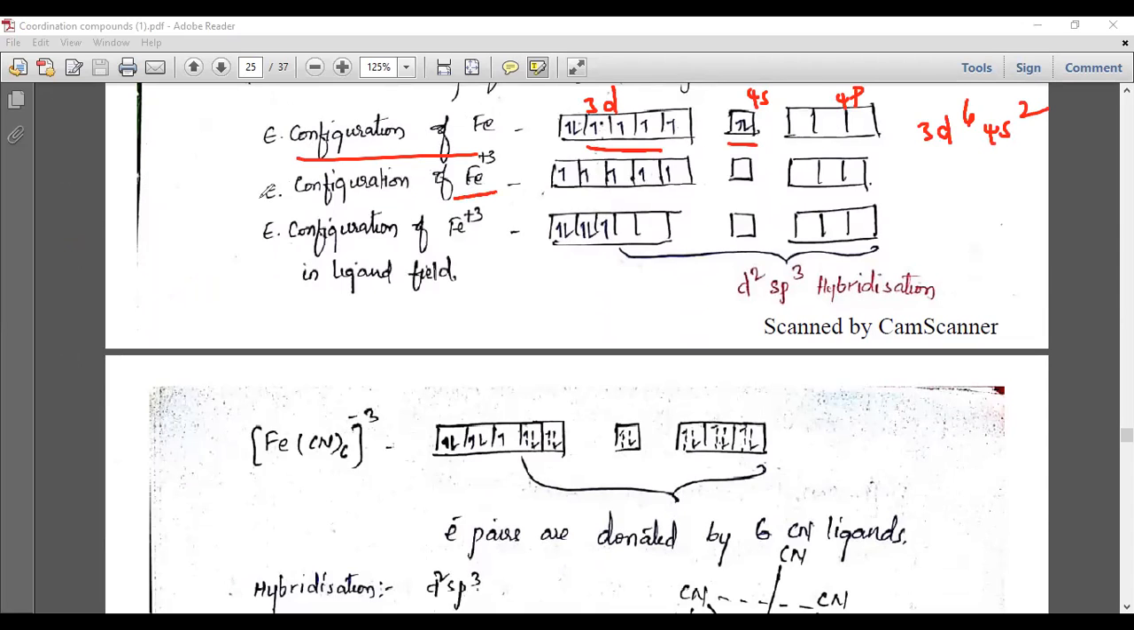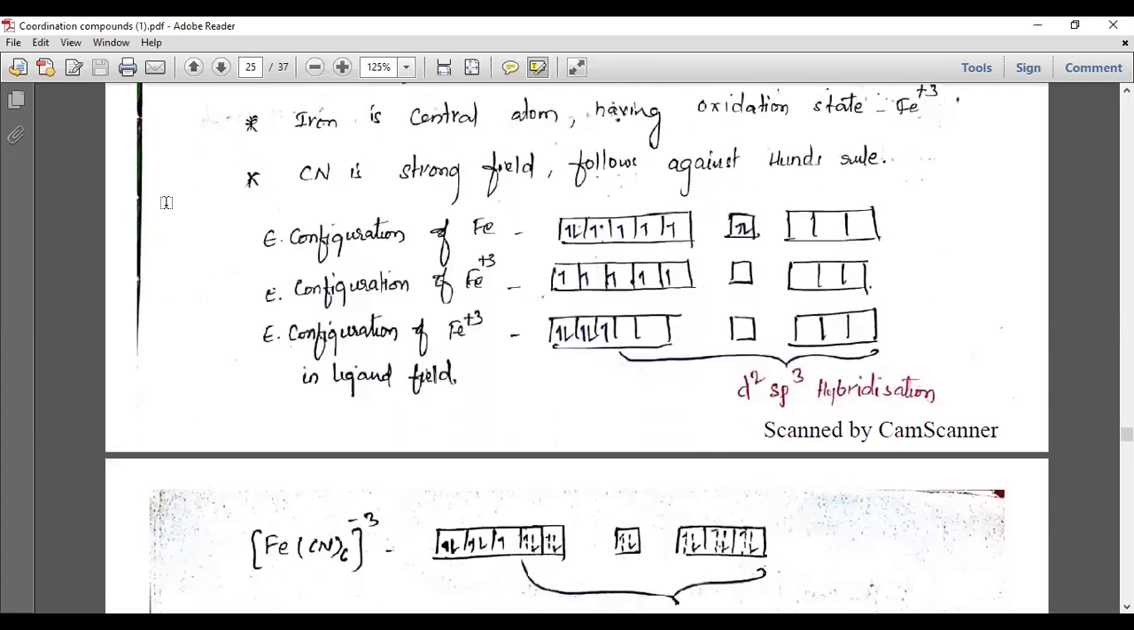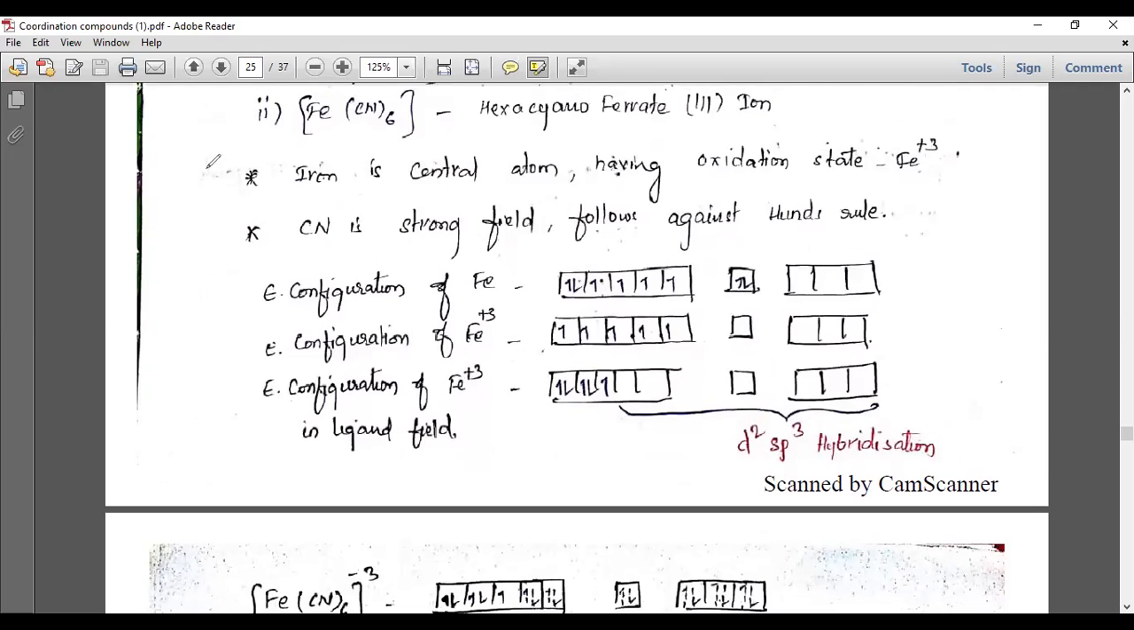Here the charge of the iron is plus 3, as you have already seen. So what is the charge here? You can observe 6 minus 3 gives plus 3. The charge of the iron is plus 3. Now let us see: we have to remove 3 electrons. How can we remove those 3 electrons?